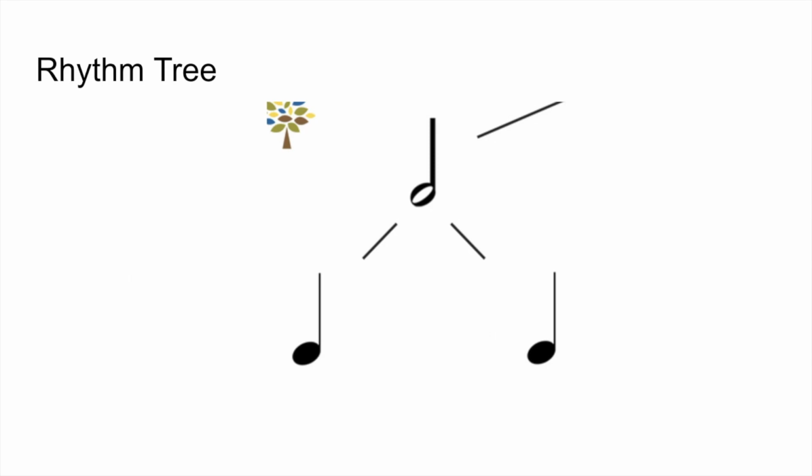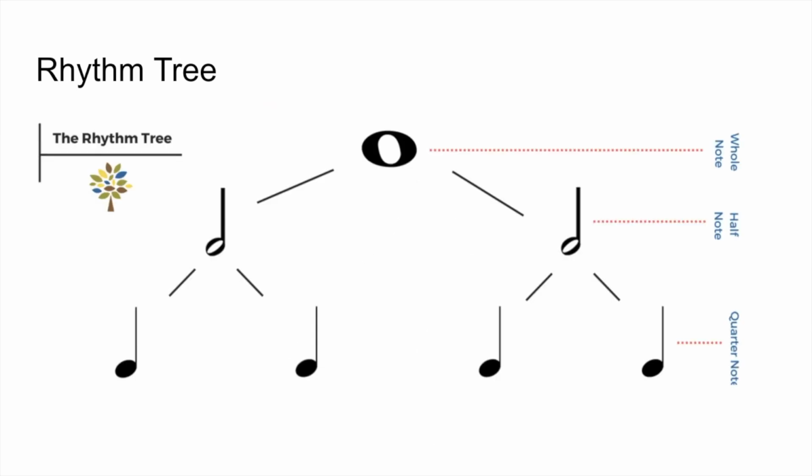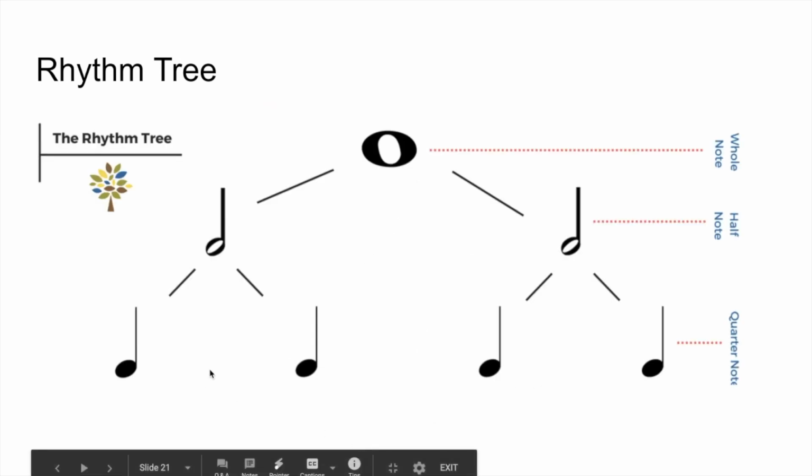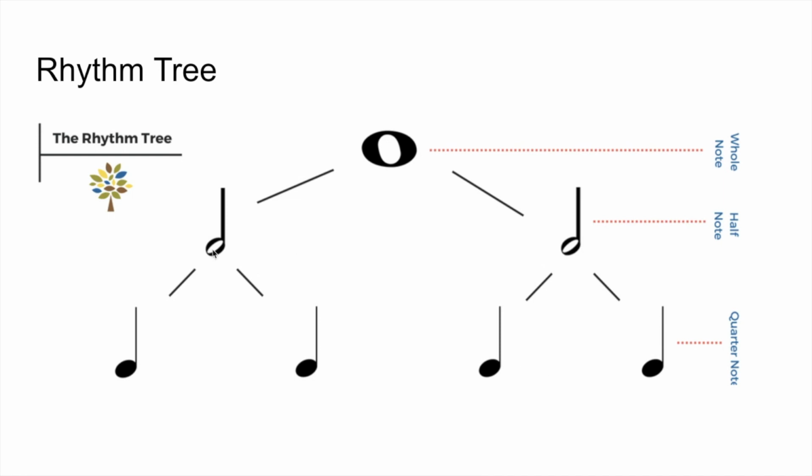Now, let's see how it fits into the rhythm tree. So we have here a pair of quarter notes. If we add those 2 together, we get a half note. And the same thing here. If we add these 2 quarter notes plus these 2 quarter notes, we get this half note and this half note. And then once we add those together, we get the whole note. When we get into more advanced music, this becomes more and more important for you to understand the relationships between the notes.